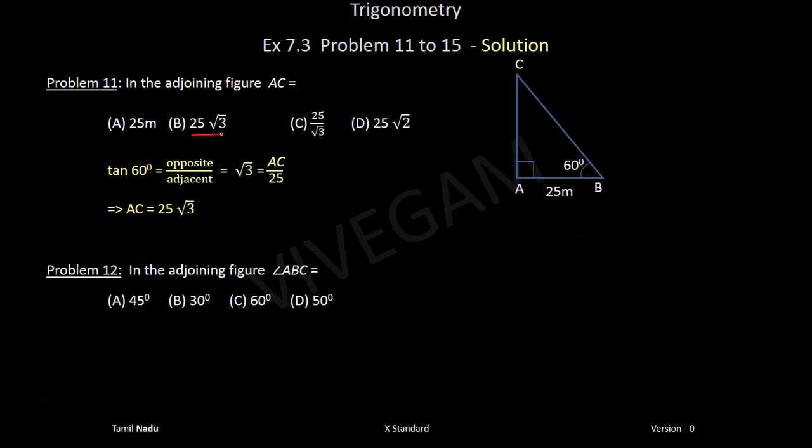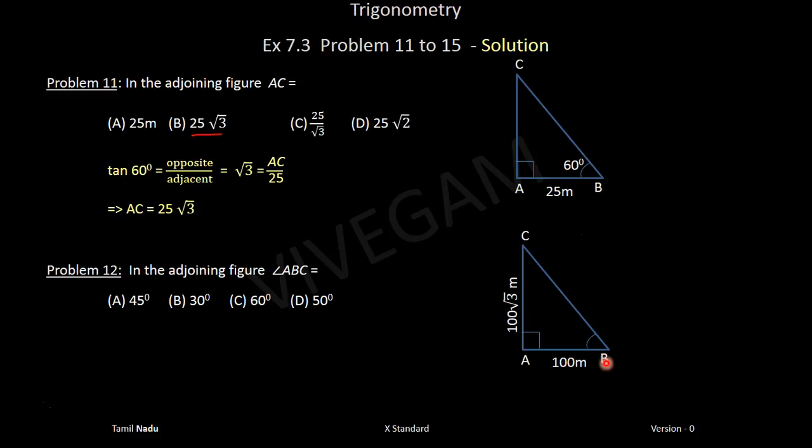In the adjoining figure, angle ABC equals, they have asked us to find the angle ABC. So here what have they done? In the earlier case they gave you one angle and one side and asked you to find the other side. But in this case they are giving you two sides and asking you to find the angle. So what relationship can you establish between this angle ABC and these two sides? This is what they want us to find.